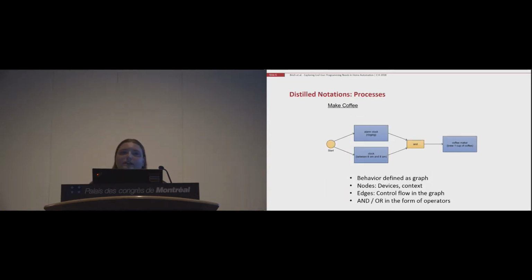Instead, home automation processes can be visualized in the form of a graph, where the nodes stand for devices, where the devices can have either events or actions depending on where they're used in the graph. And the edges denote the control flow of the automation. Additional semantics can be added in the form of logic operators for and or. The use case here is the same one as before, simply used with the process elements. So you have the alarm clock that is ringing, the clock that has the state between 6 and 8 a.m., and then the coffee maker with the action, make 1 cup of coffee.